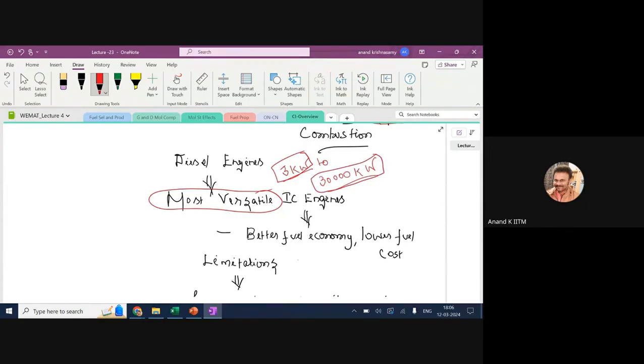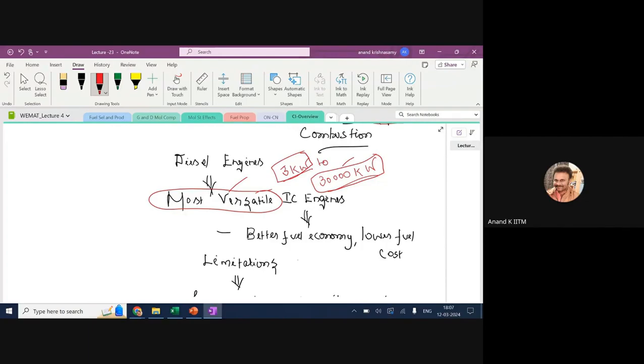Marine engines typically have around 20,000 kilowatt capacity, such a large engine. So you can design a small engine generally used for off-road application, and then a large engine of 30,000 kilowatt capacity. That's why this is the most versatile and the most popular internal combustion engine in terms of the commercial application segment. In the automotive segment, they are primarily used in the medium to heavy duty segment.